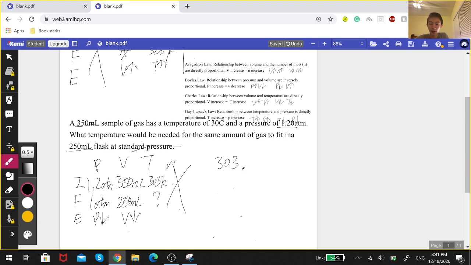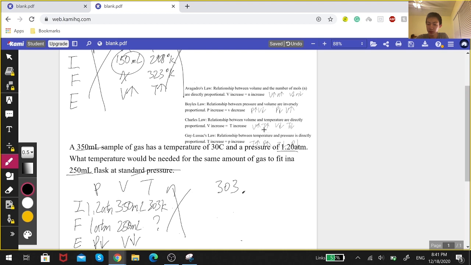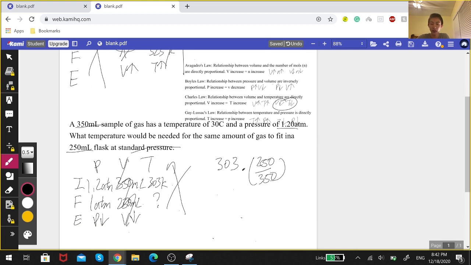Then we're going to multiply it by, let's see, volume decrease. As volume decreases, temperature decreases. So a decrease in volume will mean a smaller temperature, so we're going to put a smaller number on top. After we're done with the volume, we're going to stop looking at it and create a new proportion only looking at P and T. Pressure decreases, what happens to temperature? As pressure decreases, temperature also decreases. They're both proportional. So we're going to put 1 on top and 1.2 on the bottom.